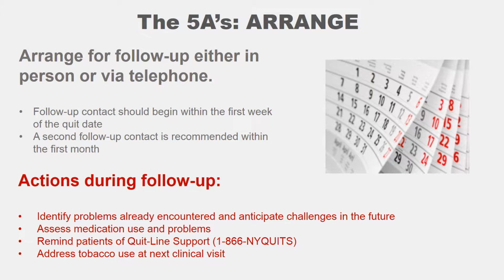The final step of the 5 A's is the arrange to ensure follow-up, either in person or via telephone. Follow-up contact should begin soon after the quit date, preferably during the first week. A second follow-up contact is recommended within the first month. Schedule further follow-up contacts as indicated. Referrals may be made to the New York State Smokers Quit Line or local resources.